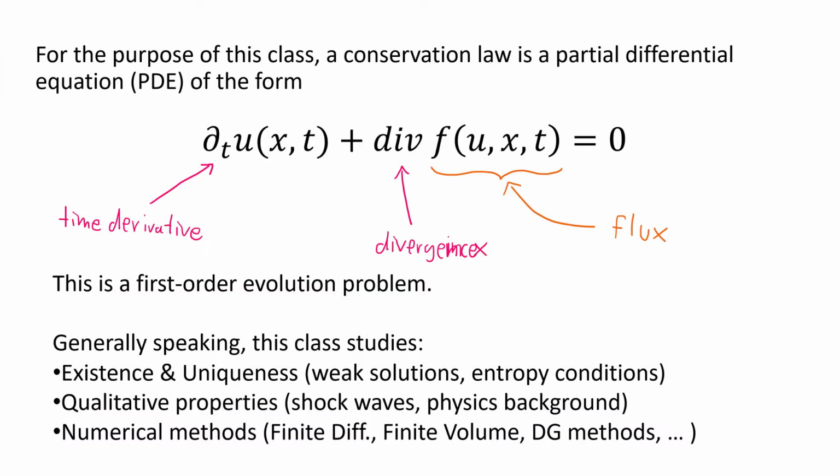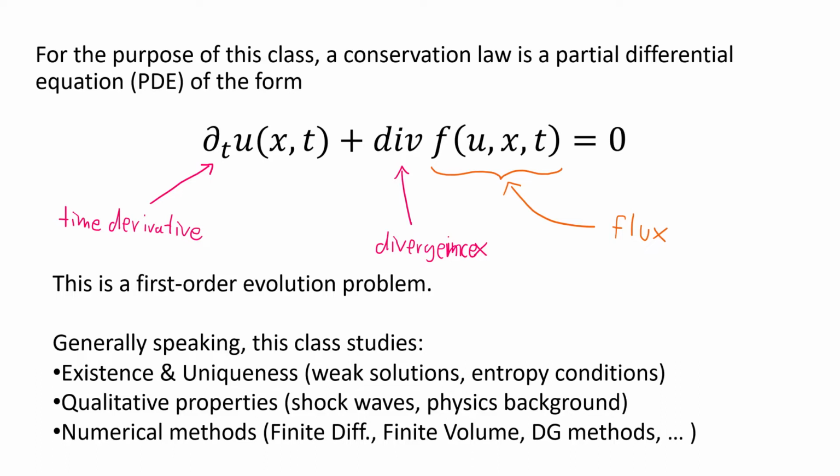The term conservation law is used throughout mathematics in different capacities. But in the context of this class, conservation law carries a very specific meaning. So for the purpose of this class, a conservation law is a partial differential equation, PDE, of the following form. The time derivative of u(x,t) plus the divergence of f(u(x,t)) equals 0. Here, u is the unknown function. First we've got the time derivative, and then we add the divergence, where the divergence is taken in x of this flux function f.